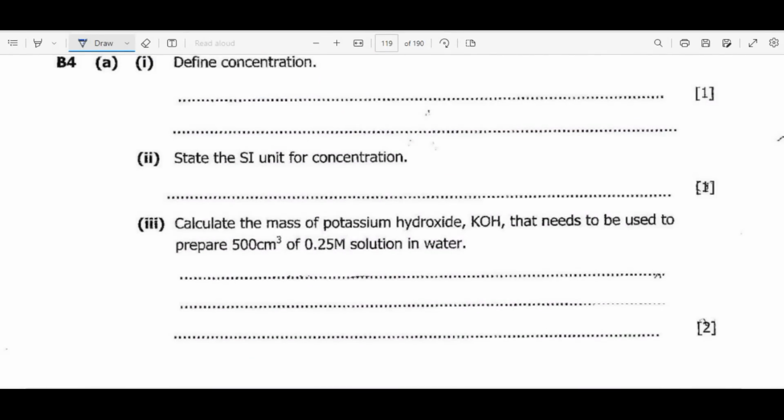Right, we move on to question 4A1. Define concentration. So we are going to say this is the number of moles of solutes per cubic decimeter.